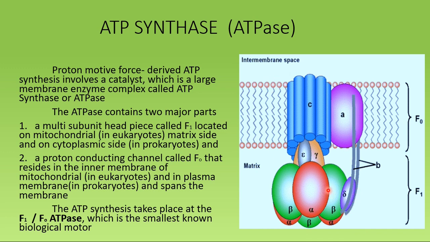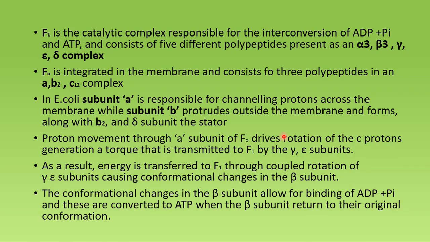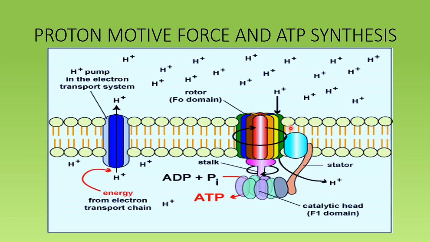So let's see what is the functioning of this ATPase, how it is able to convert the ADP into ATP. For example, in E. coli, the subunit A is responsible for channeling the protons that are present outside the cell. The protons are going to be channelized into the cell through this one. So it is going to channelize the protons across the membrane.